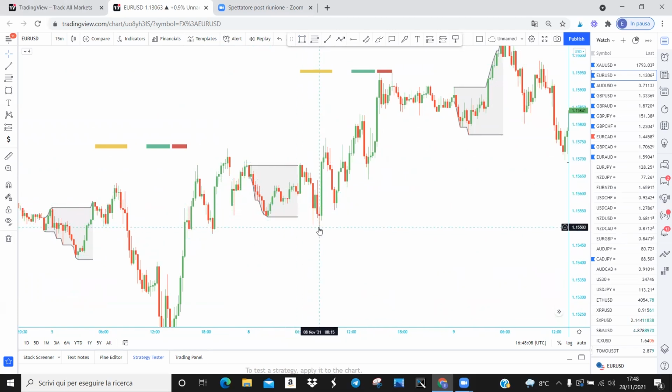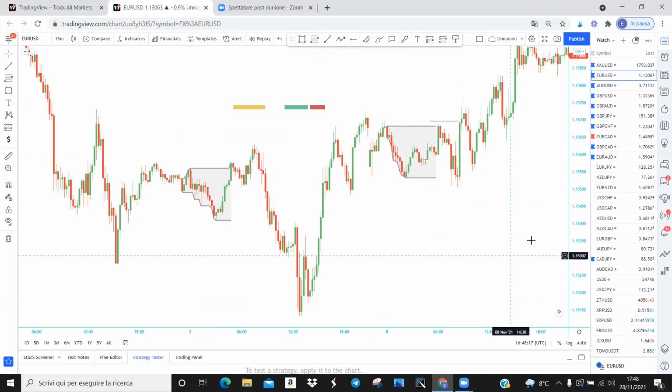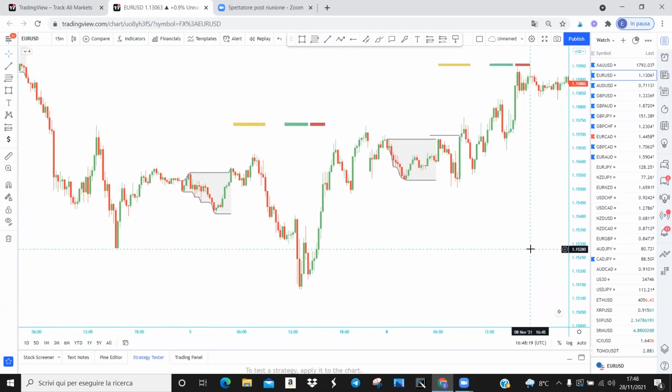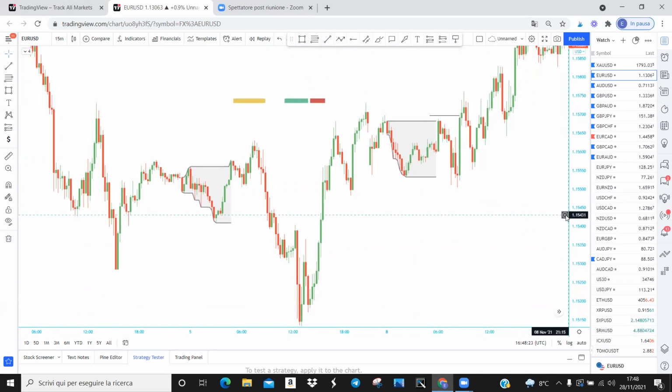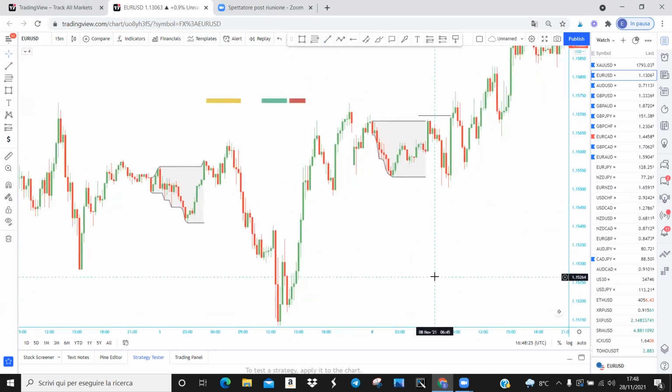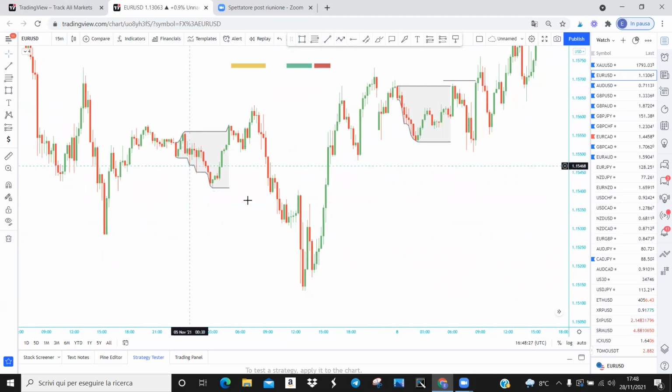Asian range, London manipulation, push to the upside, break of structure, we get involved along the way. Okay, so you're starting to understand and get your eyes trained. As I said already, please put these two indicators on your chart. These are not real indicators to actually trade. These just help you see during which time there was the Asian range, during which time we are in London session or in New York session.